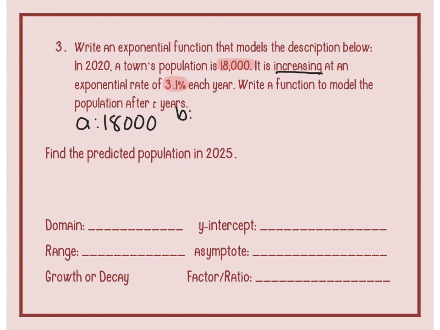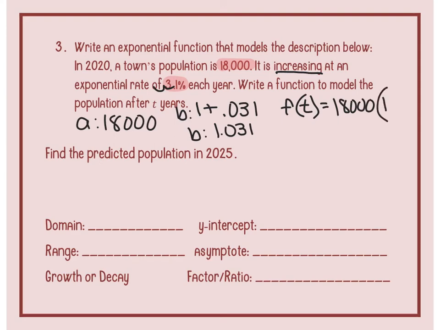B, this time, it's not going to be 1 minus because it's not decaying. The population is increasing by 1 plus. Now that 3.1%, convert to a decimal, 0.031. So my B value is 1.031. Write a function to model the data. My function of T, because they asked us to use T, is equal to my starting value times my growth or decay value, and this time it's a growth value, of T number of years.